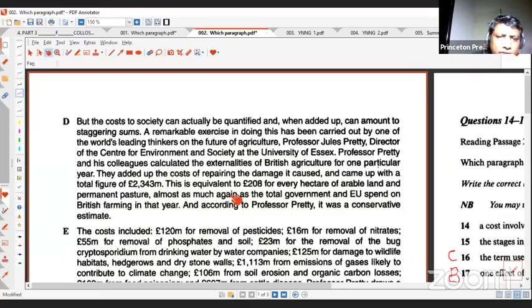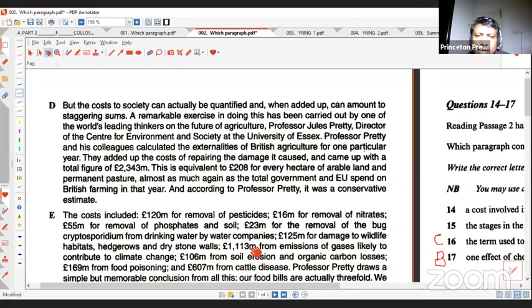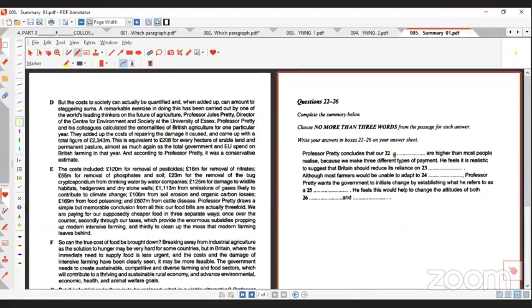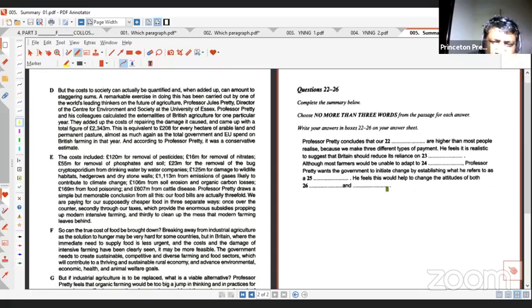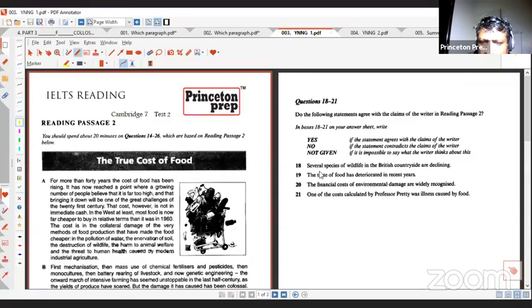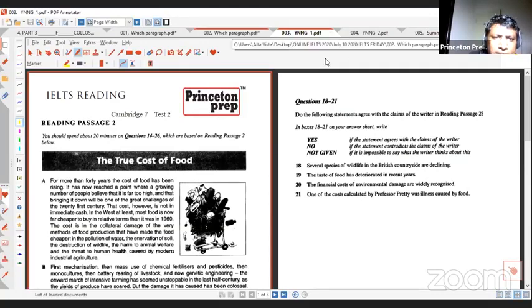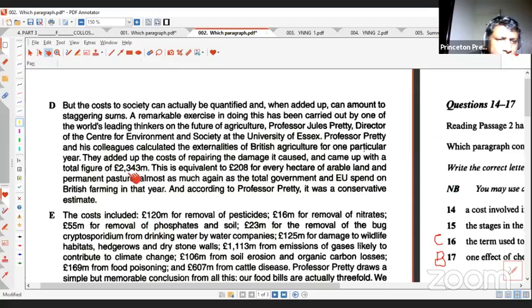But the costs to society can actually be quantified, and when added up, can amount to staggering sums. They say something like that. Did we read anything? Oh no, Professor Pretty. What we read, do you remember the summary? There's a professor who concludes that... we are looking for three different types, and yes, no, not given. The taste of food, costs are widely recognized. Okay, we'll come to that. Don't worry about that. Let's finish this one.